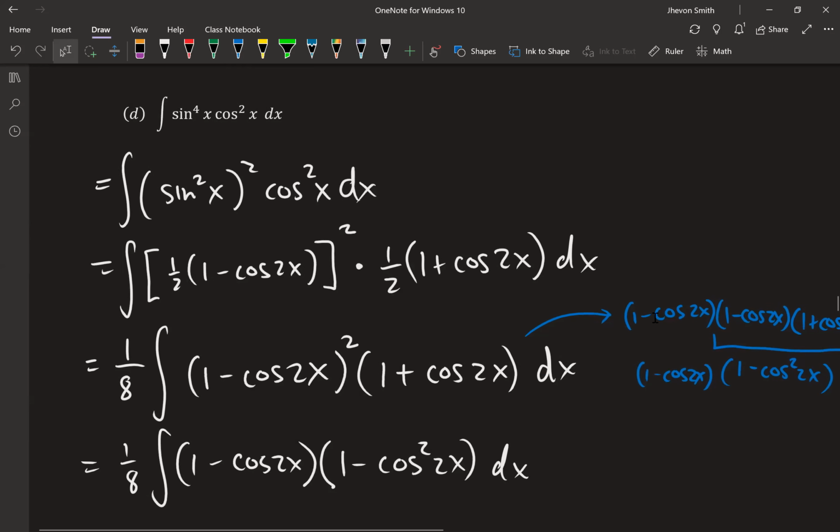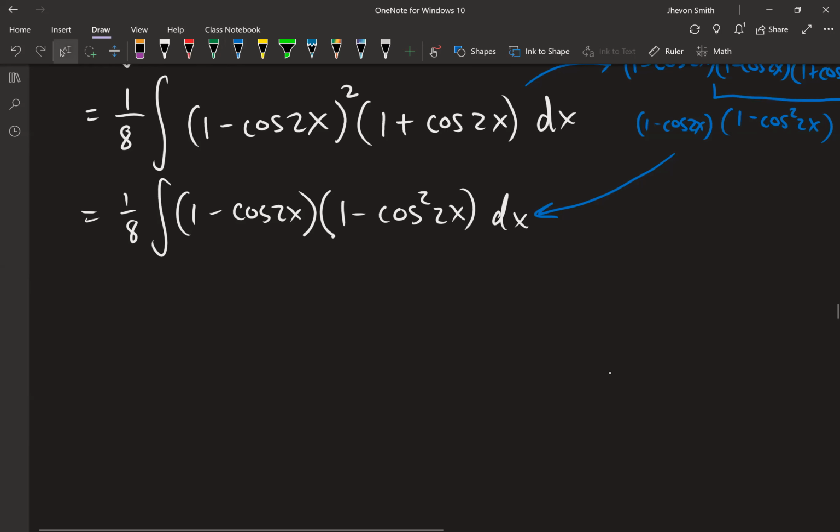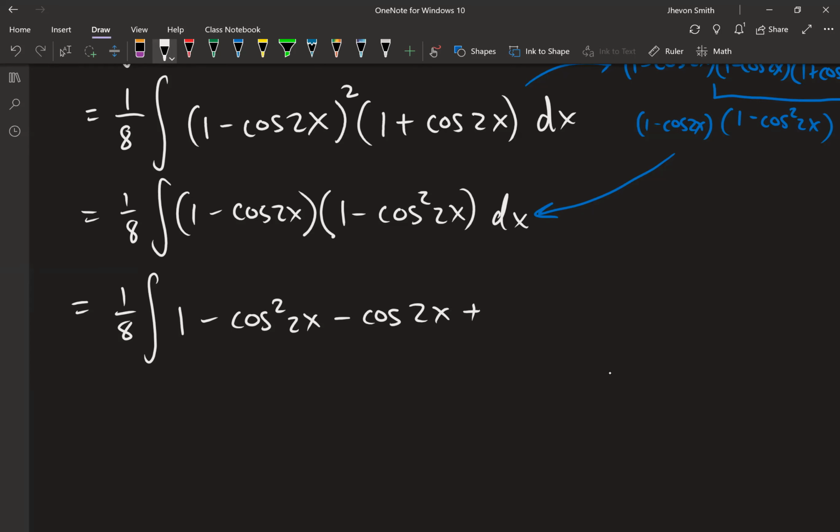So that brings me to a situation where I just have to FOIL. You're going to multiply that out: 1 minus cosine squared 2x minus cosine 2x plus cosine cubed 2x. So ultimately, that's what we have. All right, now what? Now you would integrate each factor, right, integrate each individually. The integral of 1 is easy, that's x. How do we deal with the cosine squared 2x?